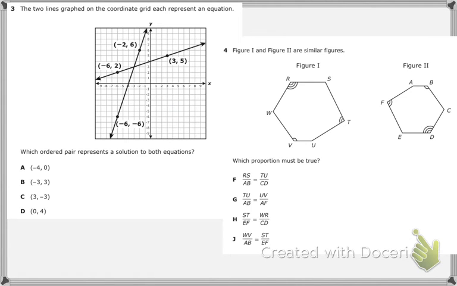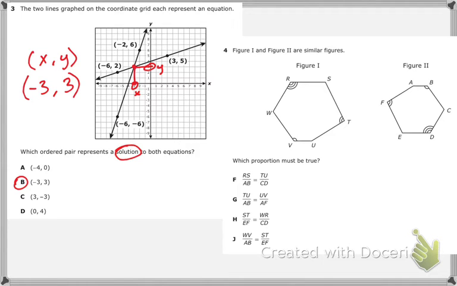Number 3, it says the two lines graphed in the coordinate grid each represents an equation. Which ordered pair represents a solution to both equations? Whenever you have two lines on a graph, the solution is where they cross. In this case, our x, y coordinate is going to be -3 for x and a +3 for y. That's because this is -3, this is +3. This is x, this is y. So our answer is B.